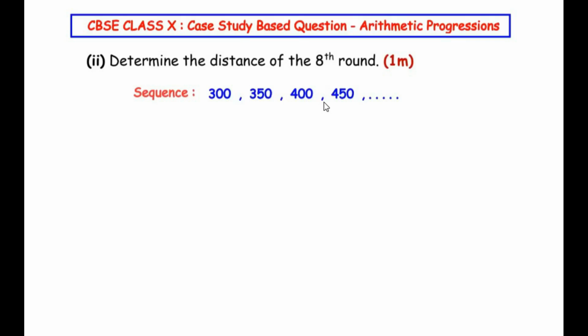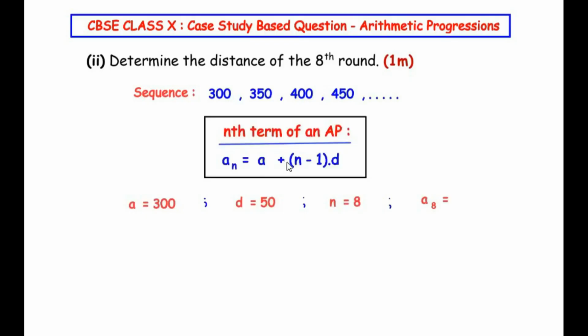But this method becomes a little bit difficult if they had asked you the 20th round or 21st round or something like that, because you cannot extend the sequence for so long. So at that point you should know the second method as well, where you use the nth term of an AP formula, which is an is equal to a plus n minus 1 times d, where an will give you the distance of any round they ask you. For example, here they have asked you the 8th round, so n will be equal to 8 here. a represents the first term of the sequence. In this case it is going to be 300. n is equal to 8 and d represents the common difference, that is the difference between the terms.